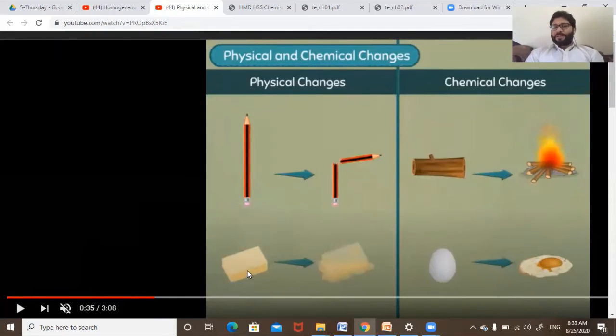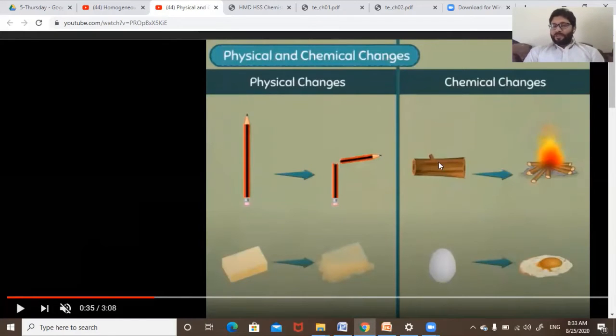And if you look over here, it's butter. After some time it melts, so it means if we freeze it again, we get the same solid butter at the end. So we can say that it is a physical change now.